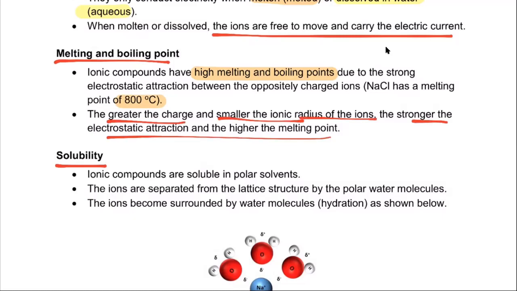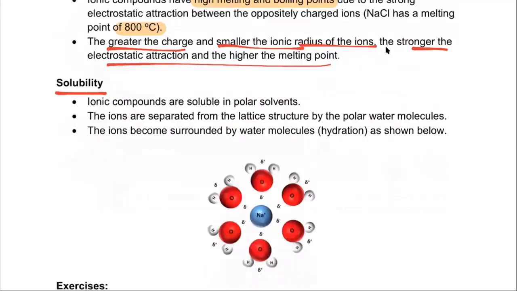So if you're trying to compare which of these bonds would have a higher or a lower melting point, you want to look at the charges and the radius of the ions involved in the bond, because higher charge and smaller radius is going to have a higher melting point because it's going to have a stronger attraction. Lower charges and bigger radius is going to have a lower attraction and therefore a lower melting point. So you're going to have to look at your charges, and you're also going to have to pay attention to the radius. So you're going to have to know how radius trends on the periodic table from topic 3.